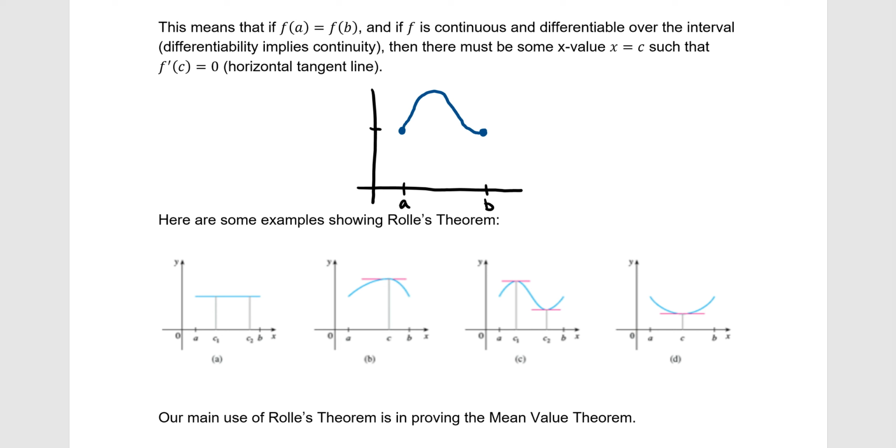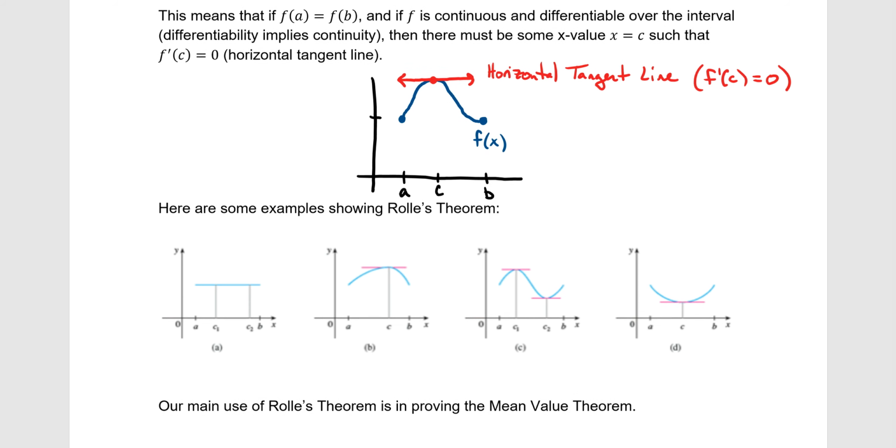No matter how you draw it, there has to be some x value c such that f prime of c equals 0, which means a horizontal tangent line. Hopefully that seems pretty obvious once we draw it out like that. That has to be the case.